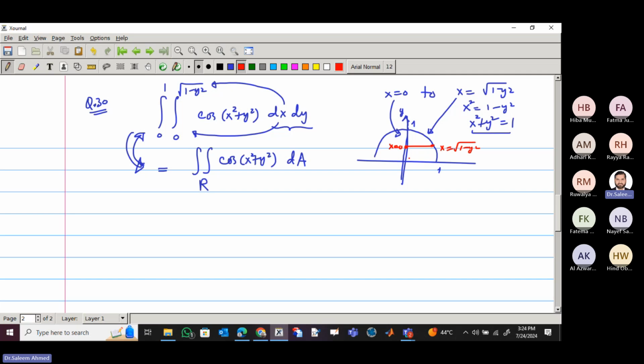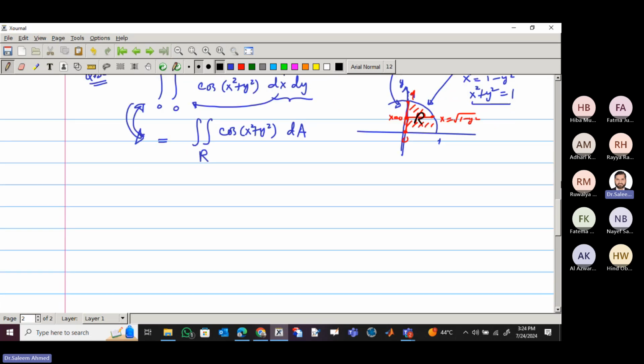Now where is y? Y is from 0 to 1. It means only the first quadrant area is there because y is from 0 to 1. So y from 0 to 1, x from 0. This is the region which I wrote. This is the region in the first quadrant only. No second or third quadrant is there. Now this is the region.